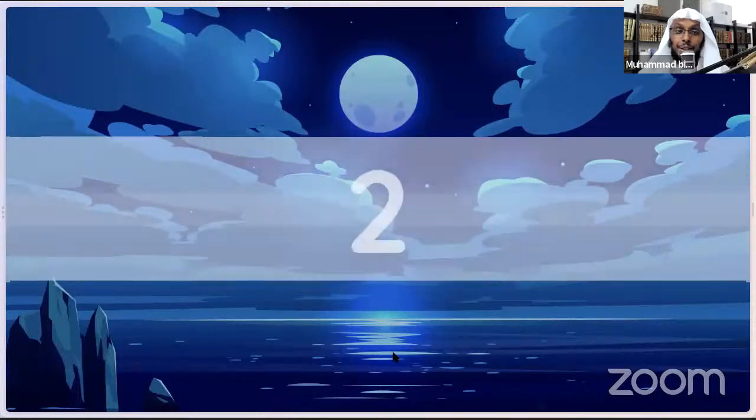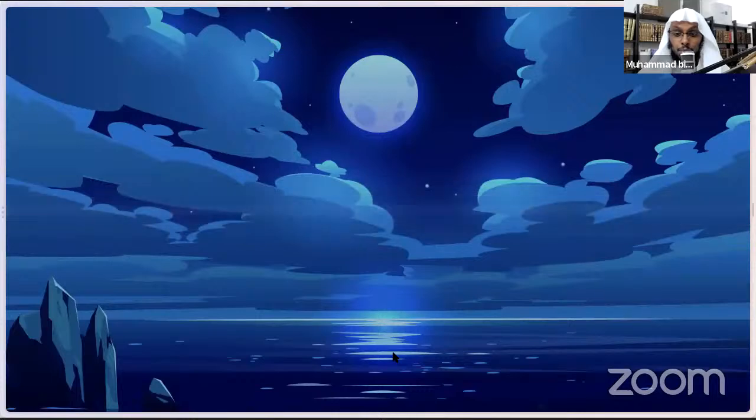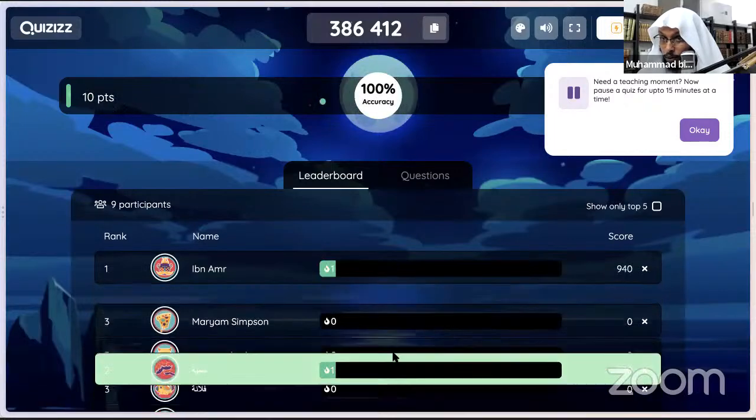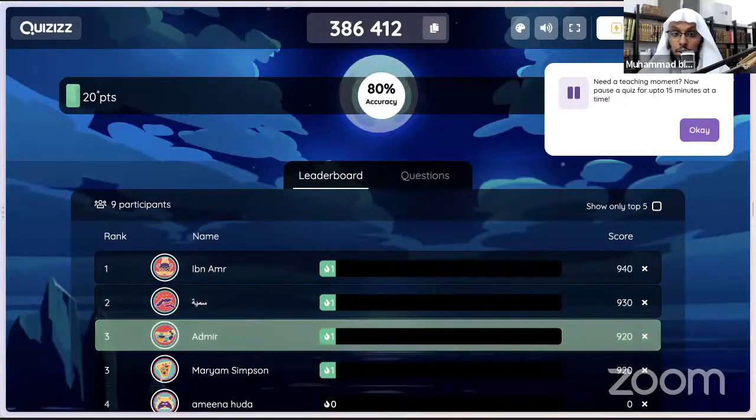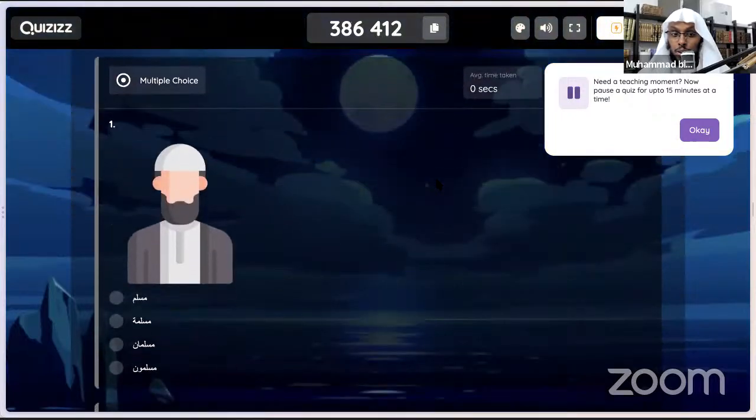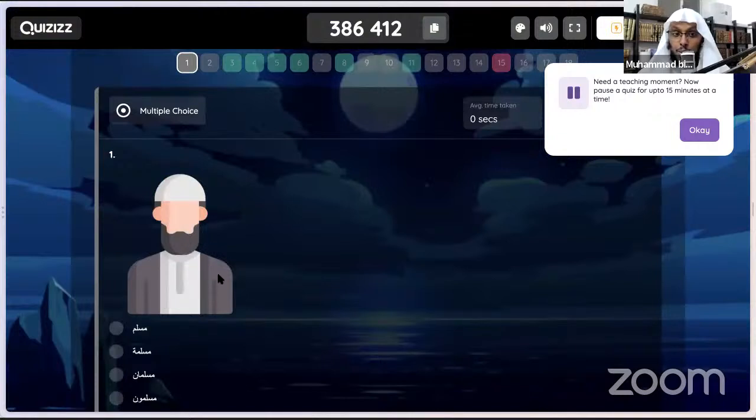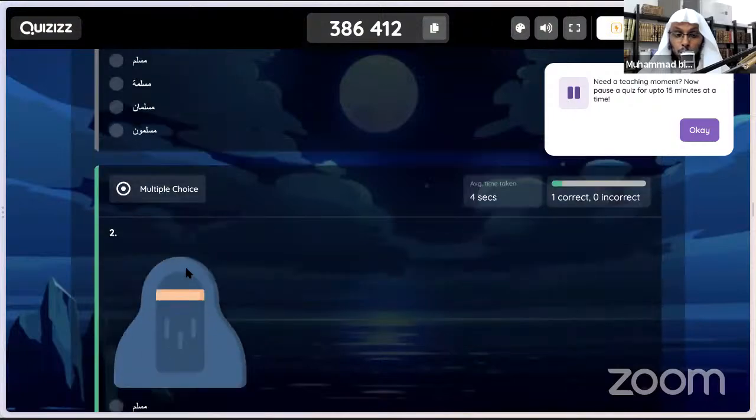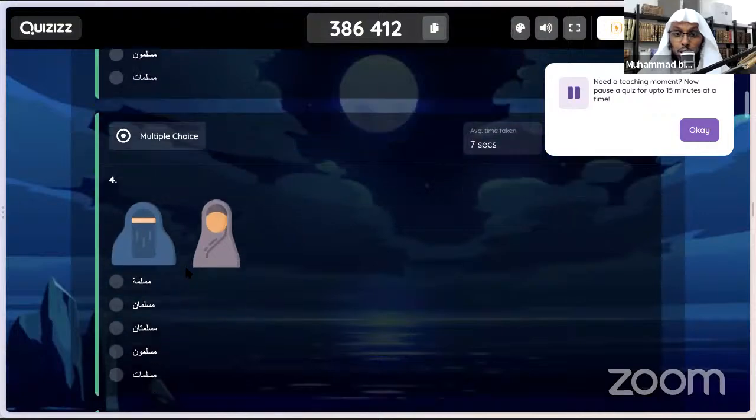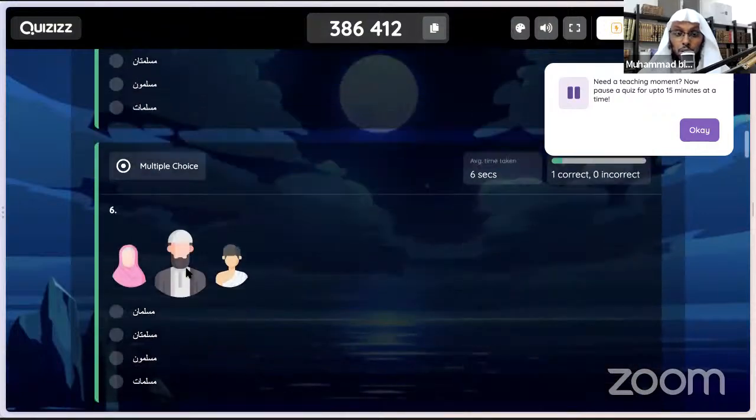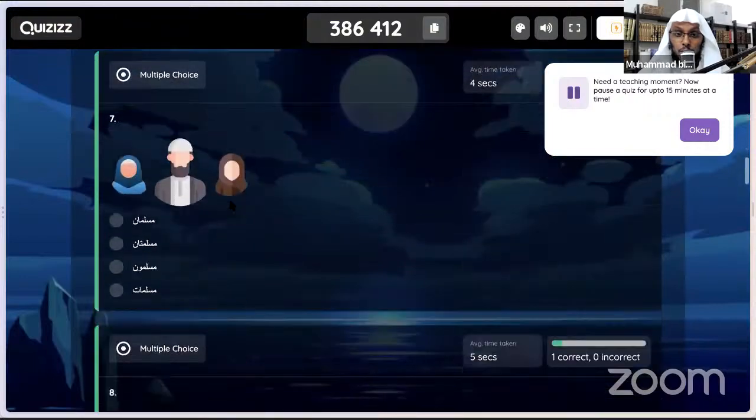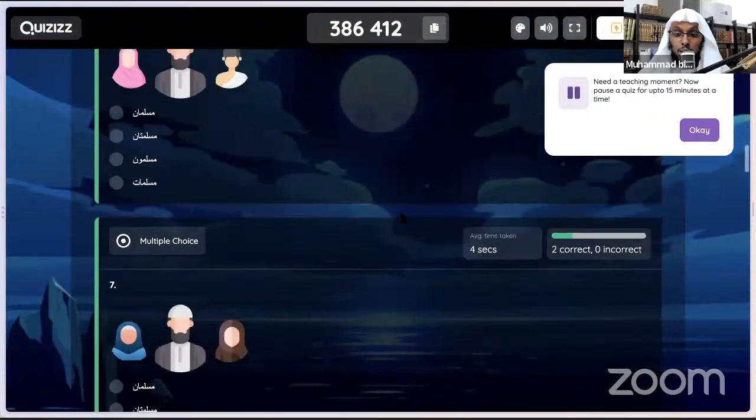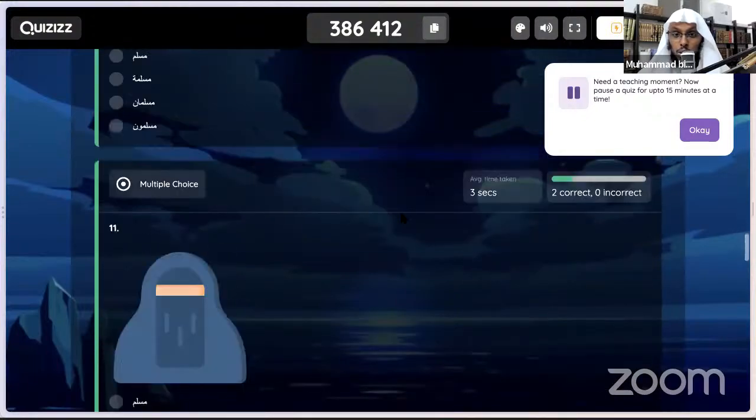Yalla. Okay, mashallah. So these are the questions. This one question, for example, you get this image that you have to choose either Muslim, Muslima, Muslimani, or Muslimuna, and so on and so forth. You're going to see these images, and you have to pick the correct one, inshallah. Here you have 3 people. Obviously, all of you will get these questions randomly.